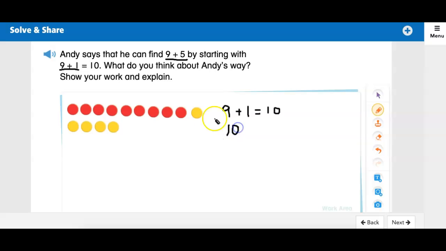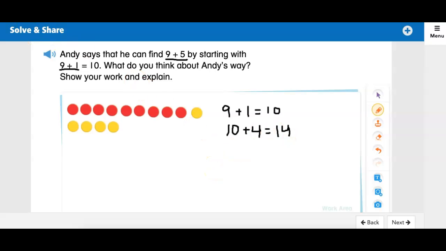so if I had 10 counters here and added 4 more, that would give me... So I started with those 10 counters. I added 4 because to get from 9 plus 1 to 9 plus 5, I just had to add 4 more to 1 to get 5. So 10 plus 4 is equal to what? 14. I have 14 counters total.